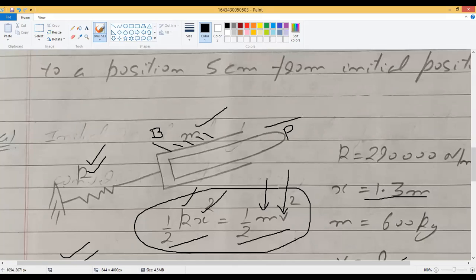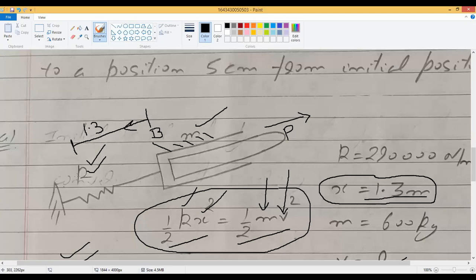So once the projectile moves out, the barrel obviously is going to move in the backward direction. This particular motion of the barrel in the backward direction is known as the recoil stroke. And the recoil length is something about 1.3 meters. This is already given in the problem. The recoil stroke is 1.3 meter.